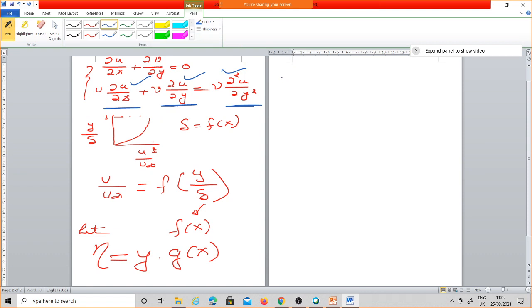So let's try to find du by dx, or we call it del u by del x. So del u by del x, using the chain rule, we can write in this way: du by d eta and del eta by del x. Simple, right? Just the chain rule. So you have d and del like this.